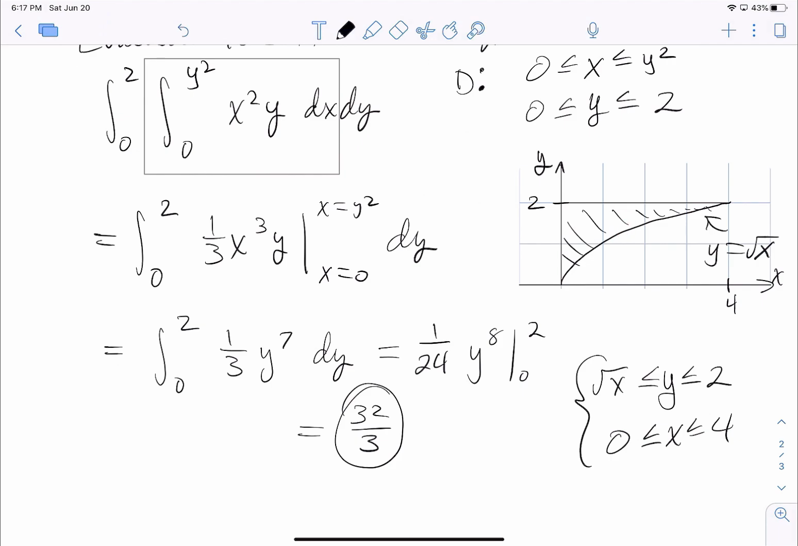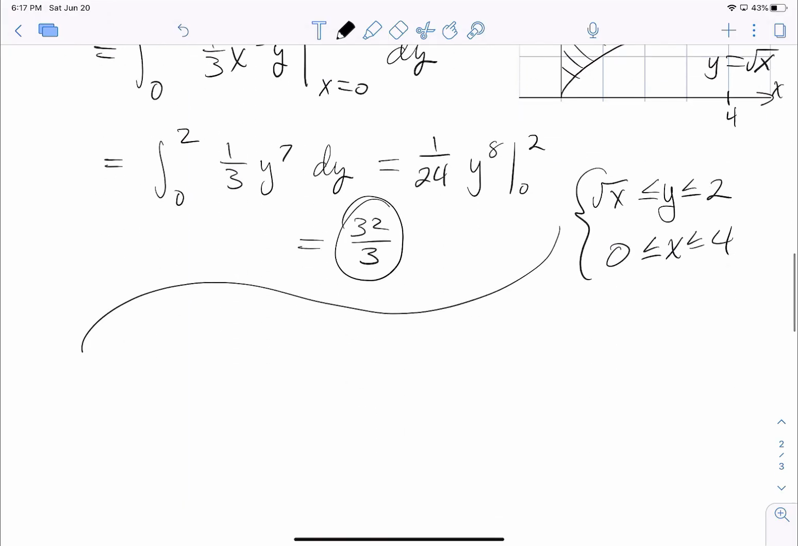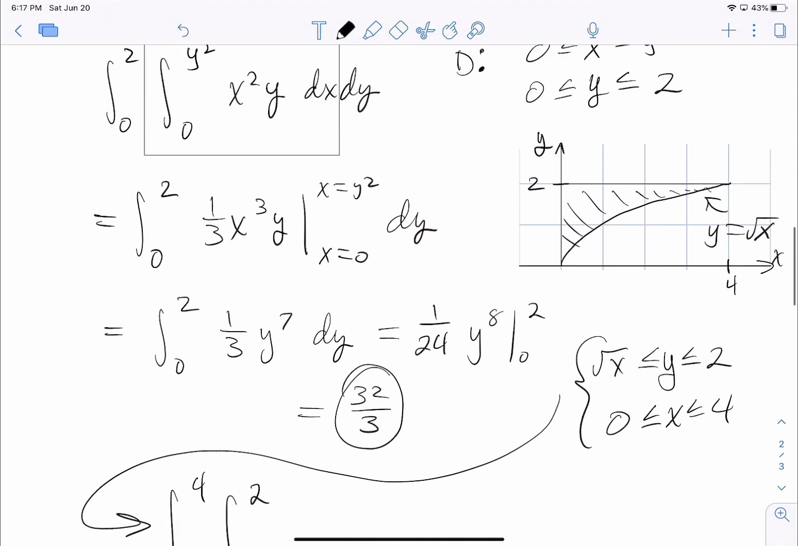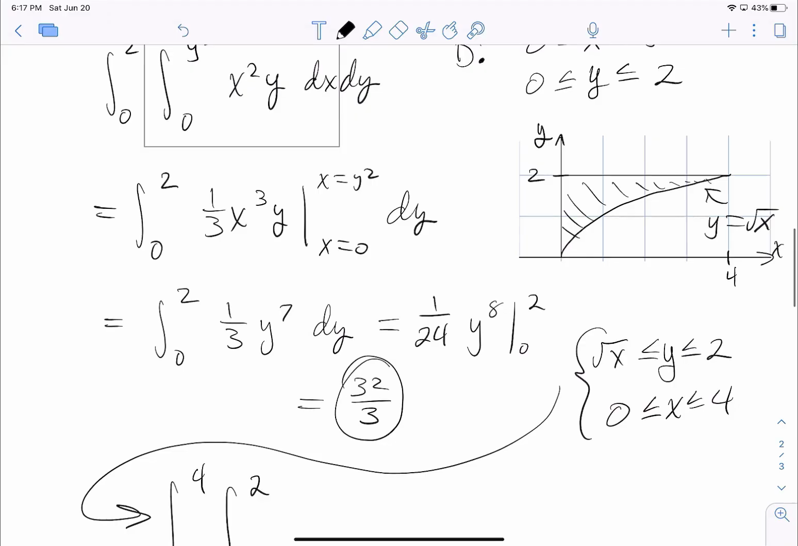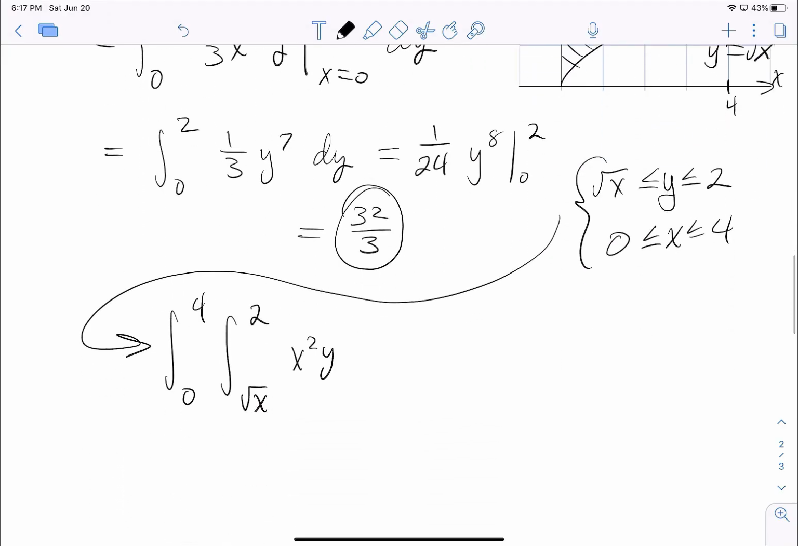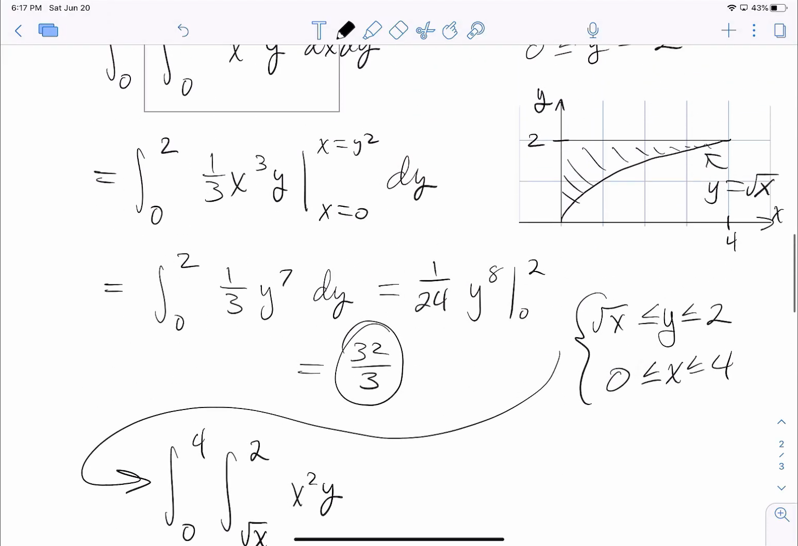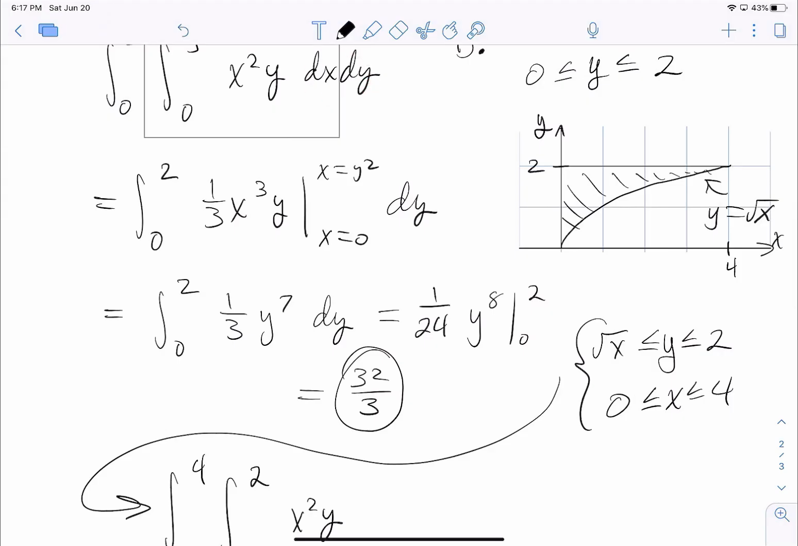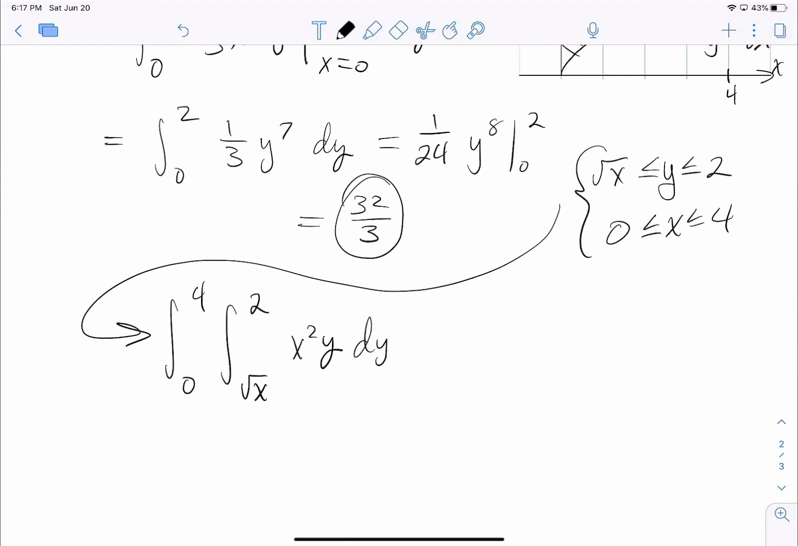Looking at it this way, we can set up the integral using the reverse order. X goes from 0 to 4, y goes from the square root of x to 2. The integrand doesn't change, it's still x squared y, but we've now set it up so it doesn't go dx dy, but it goes dy dx. I encourage you to compute this integral just so you can verify that we get the same answer of 32/3.